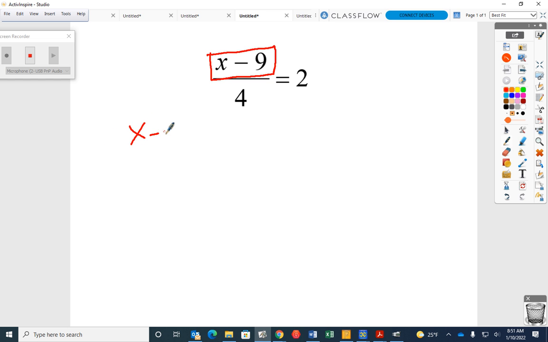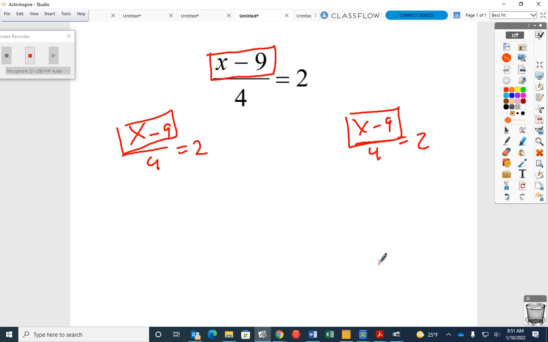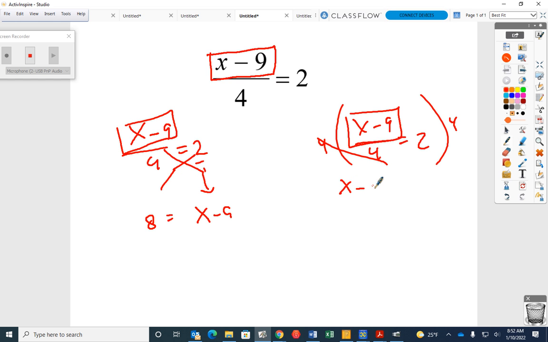Okay. So I'm going to do this two ways. I have x minus 9 divided by 4 equals 2. And I have x minus 9 divided by 4 equals 2. I put this in my box. Two different ways I can do this. I can do this cross thing where I do x minus 9 times 1 is x minus 9, and 2 times 4 is 8. Or I can do it this way. Multiply both sides by 4. Those cancel, so I have x minus 9 equals, what's 2 times 4?